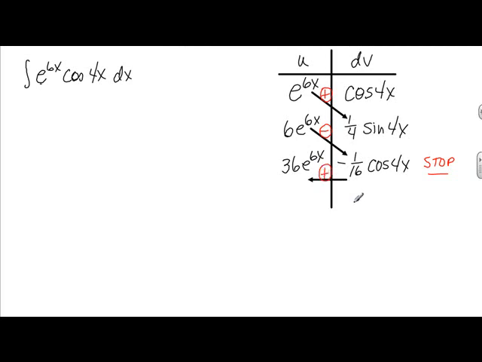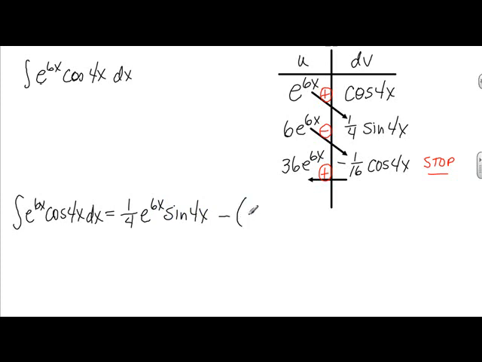So now we're looking at the integral of e to the 6x power times cosine of 4x is equal to the product of e to the 6x and 1/4 sine of 4x. Okay, and then I'm going to take minus, and then I'll have 6/16 e to the 6x cosine of 4x plus the integral of negative 36/16 e to the 6x cosine of 4x.